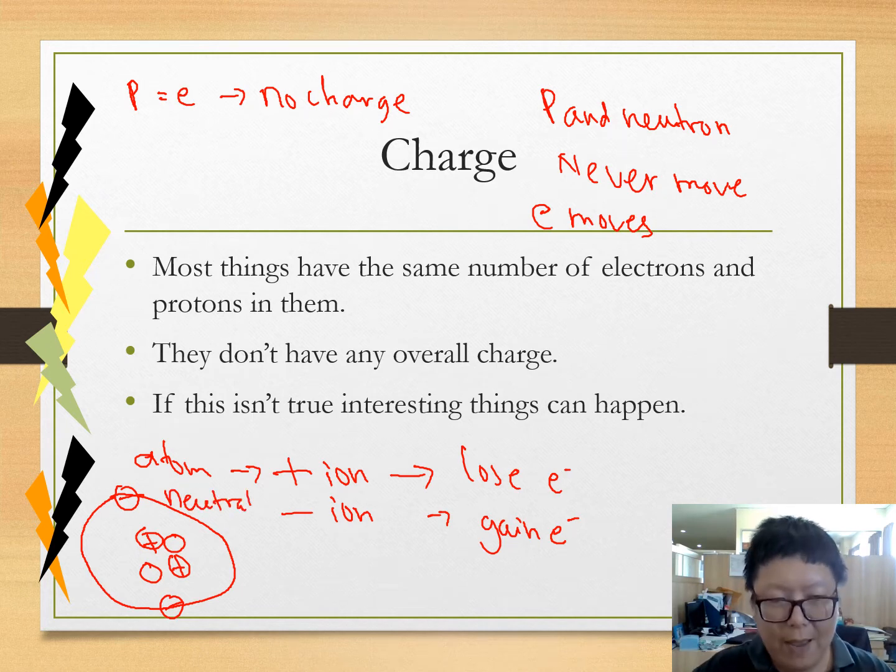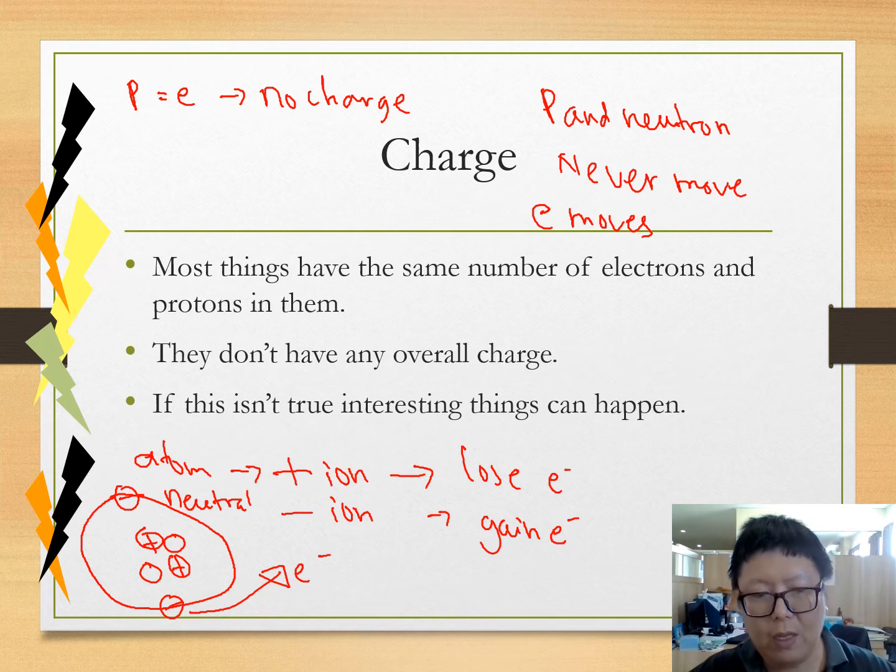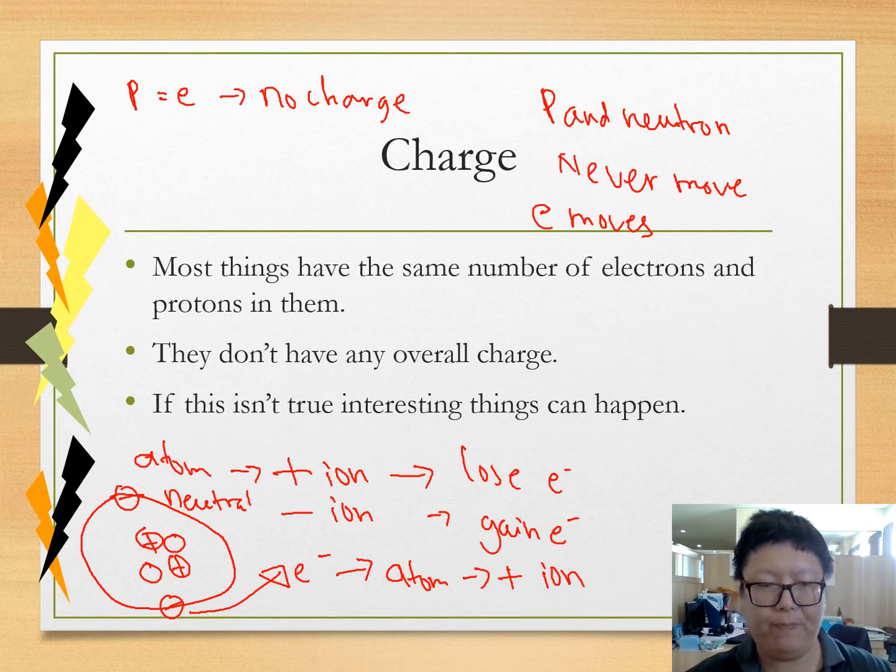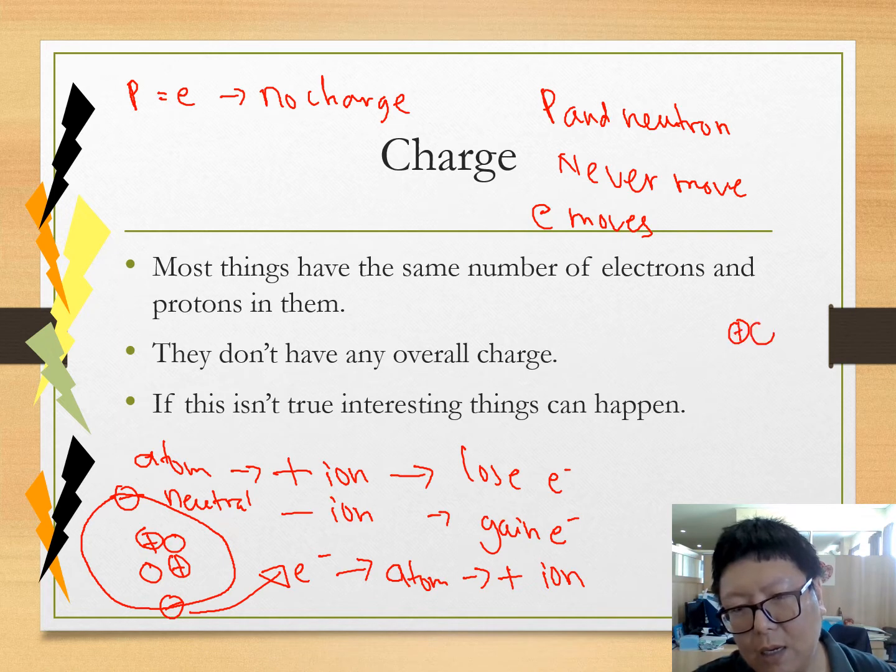So what happens when this atom loses one electron? One electron goes away from this atom. The number of protons will be higher than the number of electrons, right? So the effect is that the atom will become a positive ion because it has an extra proton.